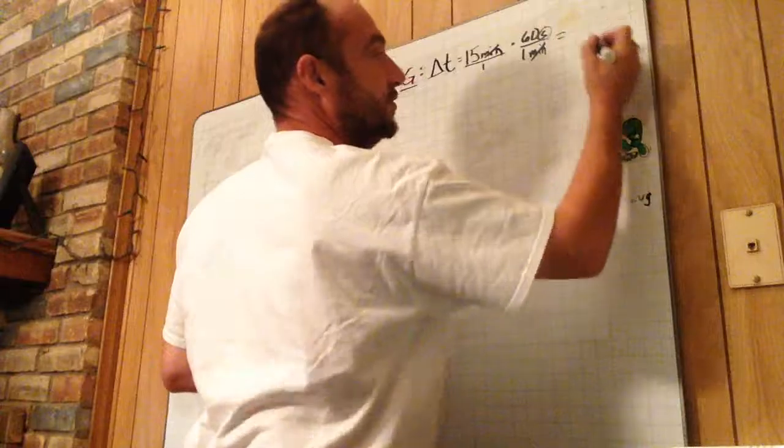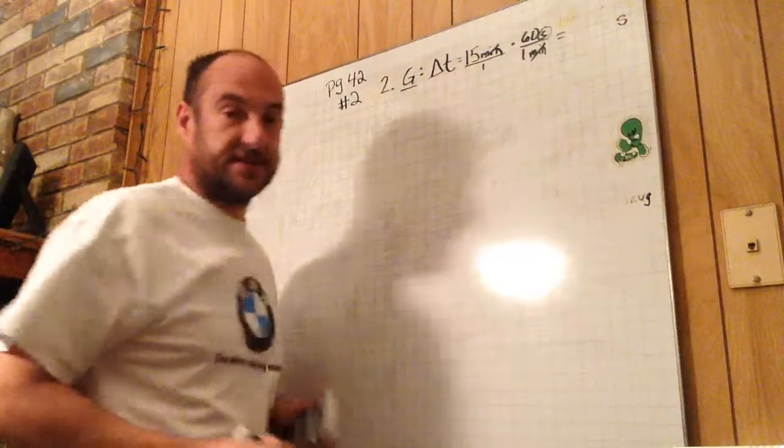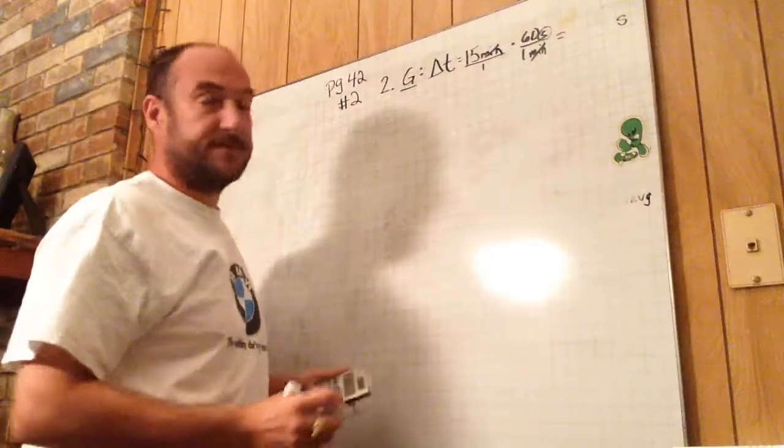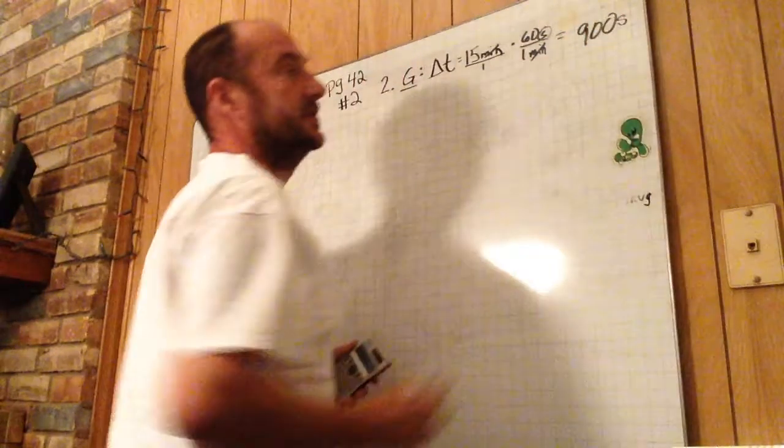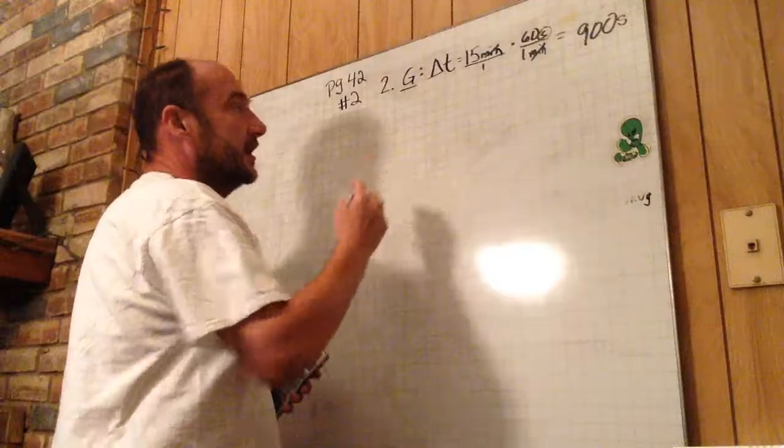Go ahead and put your equal sign and your unit at this time. 60 times 15, 900 seconds. Okay, that's 1 delta T.